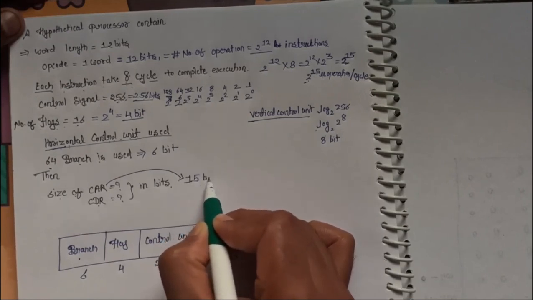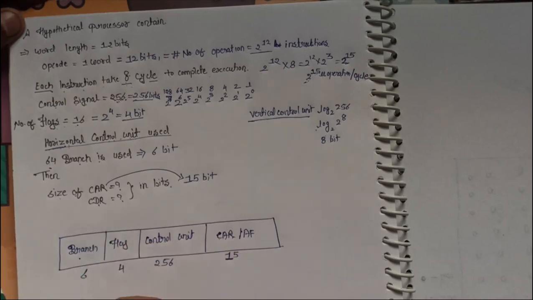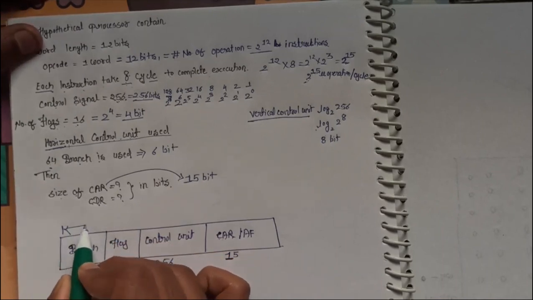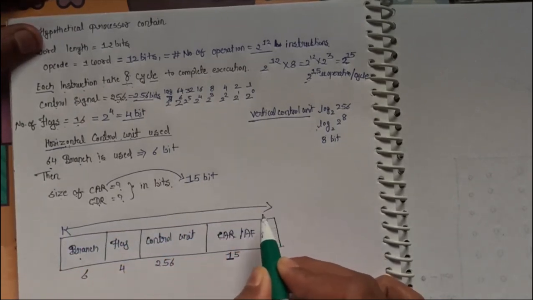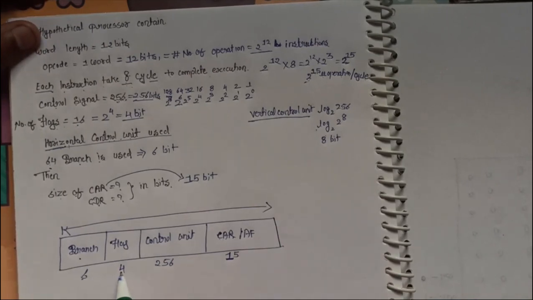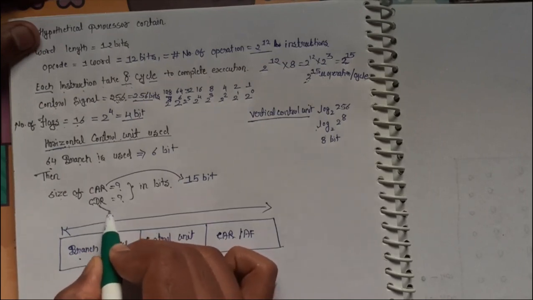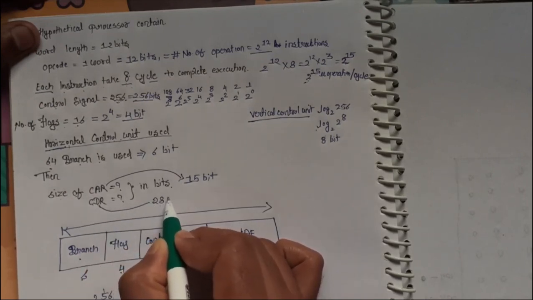Now let me write it here. We got our first answer, 15 bit. Now we are calculating CDR. So what is CDR? Control data register, which is the complete size. This is CDR. So we'll calculate 6 plus 4 is 10, and 15 is 25, and 256, so 281. So this is CDR.